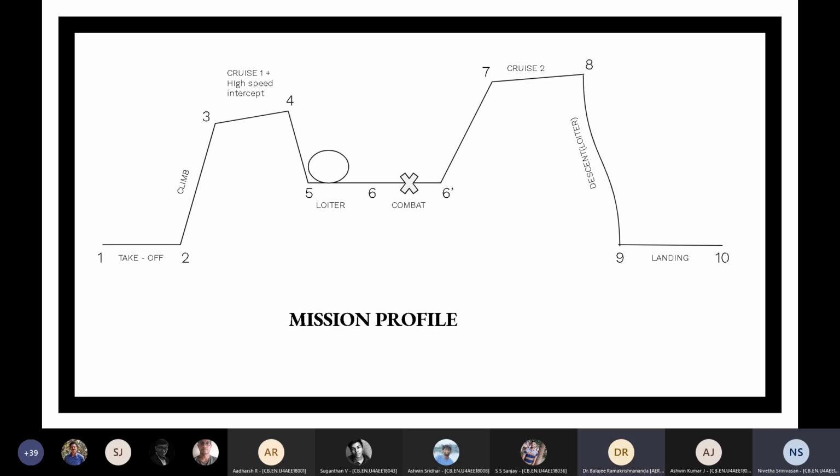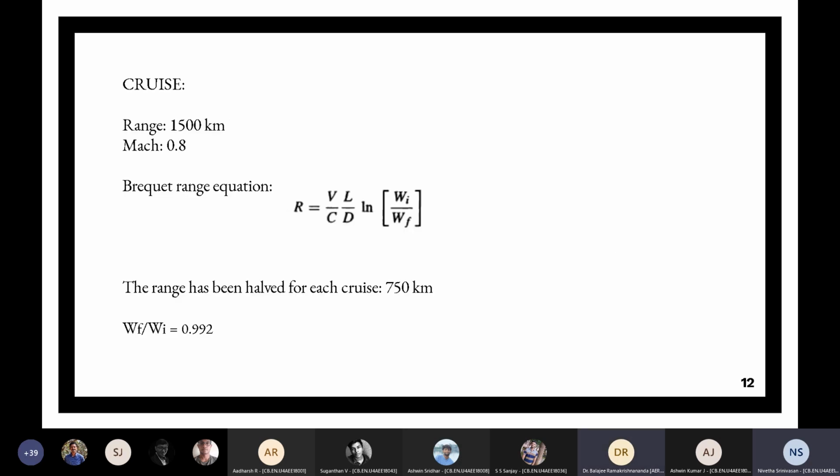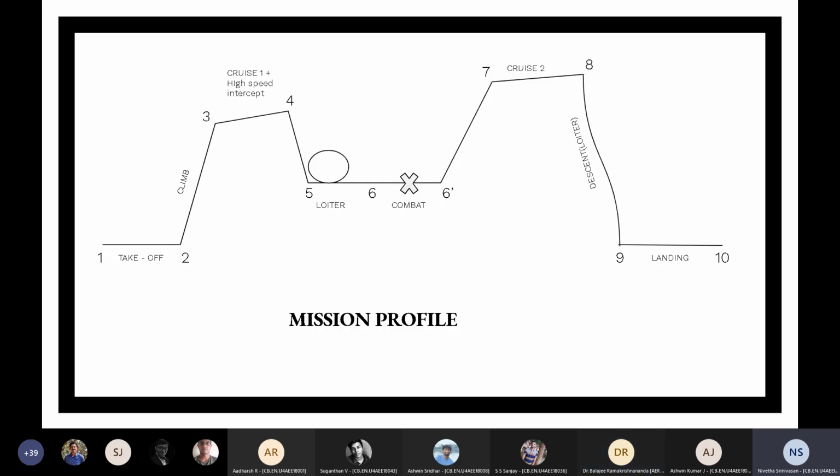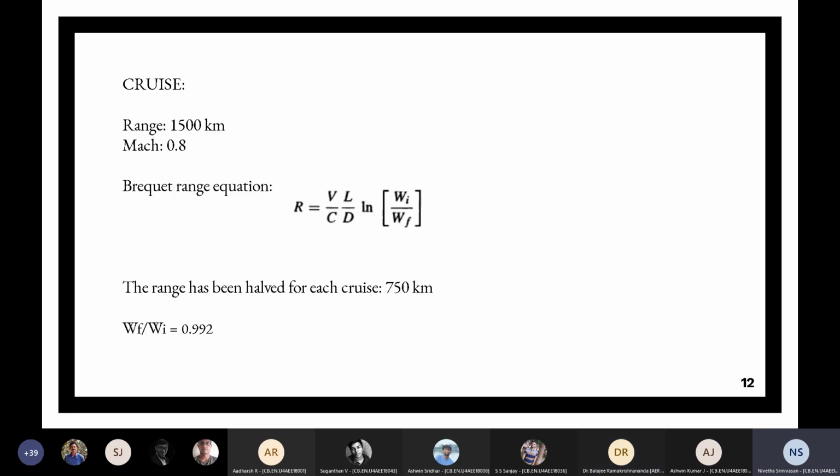And then we have this similar cruise and then descent and landing. The takeoff and climb, since it's common to everyone, I haven't mentioned it in the report, I mean the presentation. We've taken it from the book Corke, so it's the same as what is there in the book and similar to everyone else's. For the cruise, the range given to us was 1500 kilometers, and we followed the Breguet range equation. And since we have two different cruises in our mission, we've taken one half of the range for this first cruise.